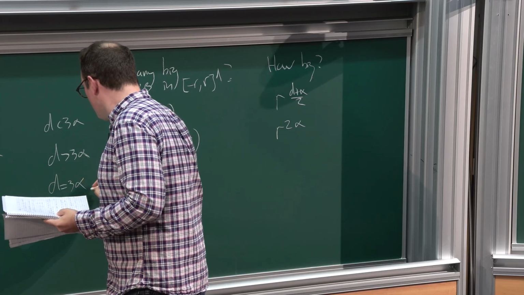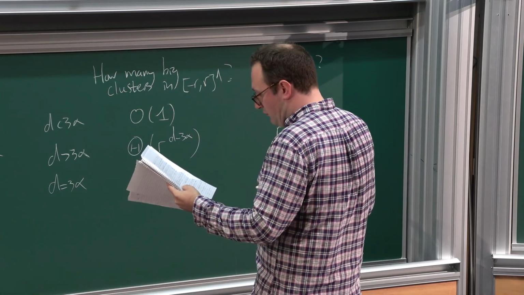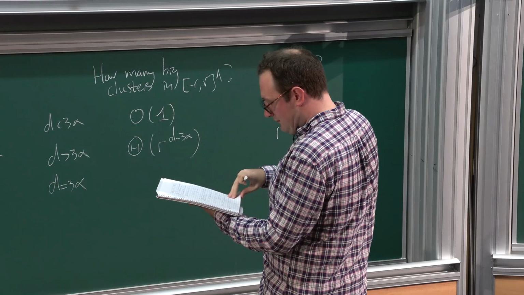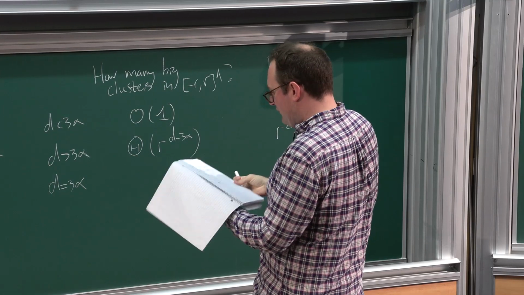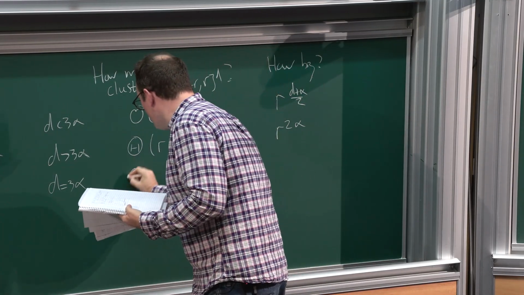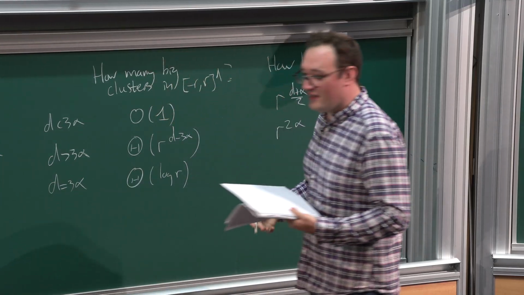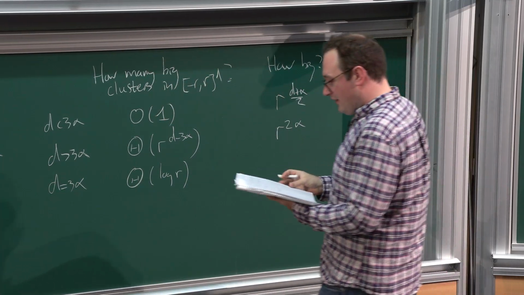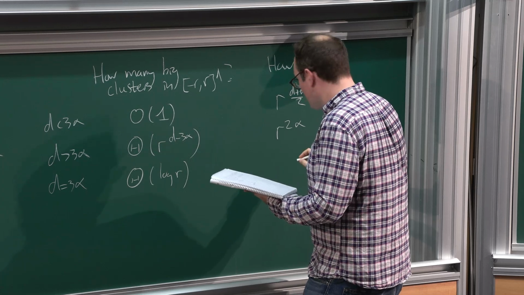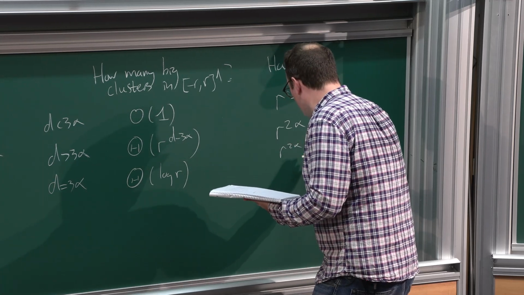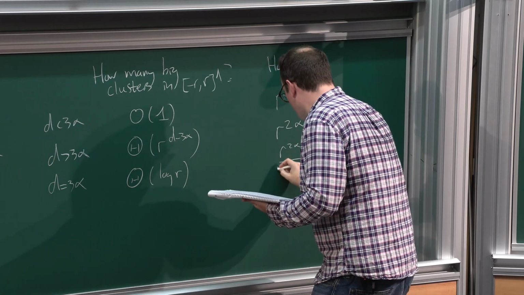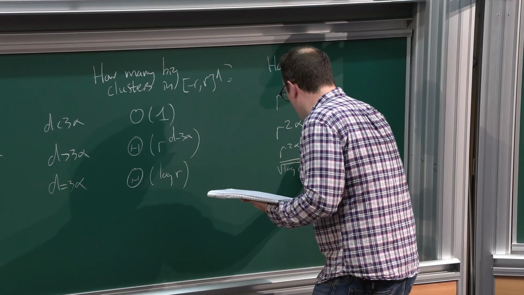And in the critical dimension, we get that there are order log r large clusters, that's log to the 1, if you like. And what is their size? Well, it's smaller than this r to the 2 alpha by a factor square root log r.